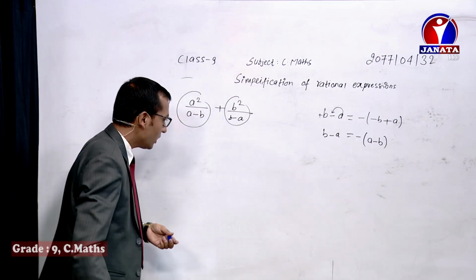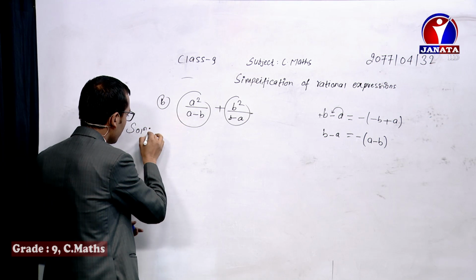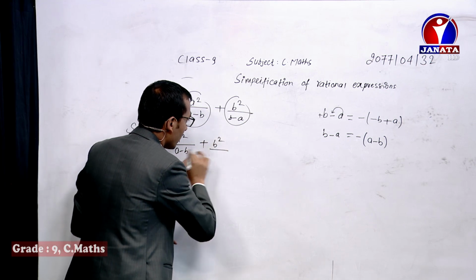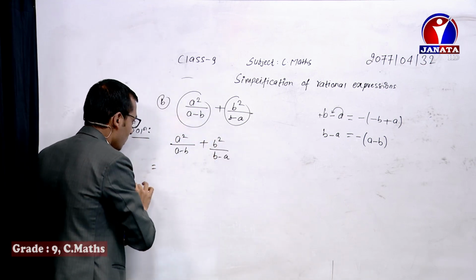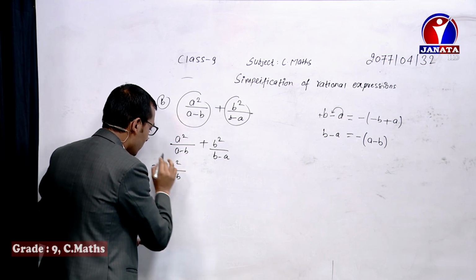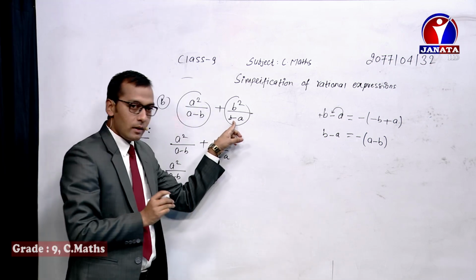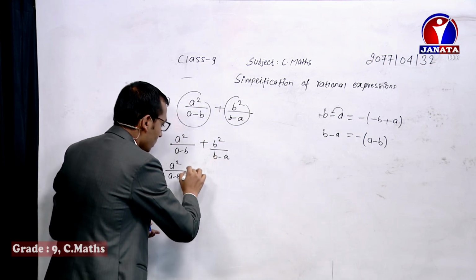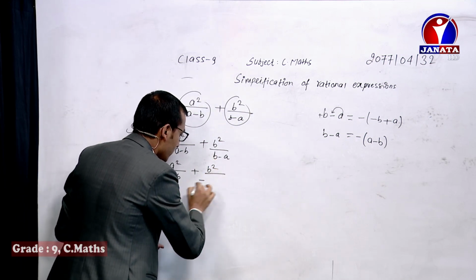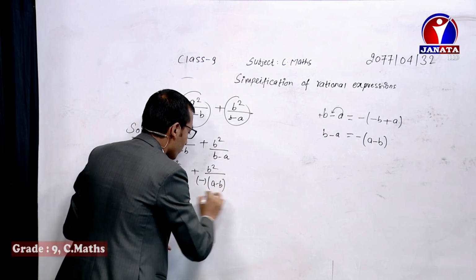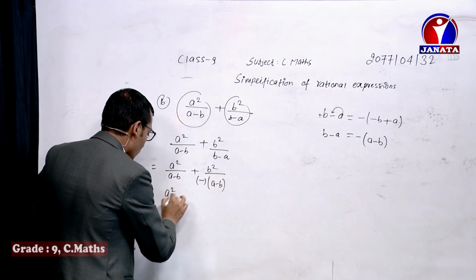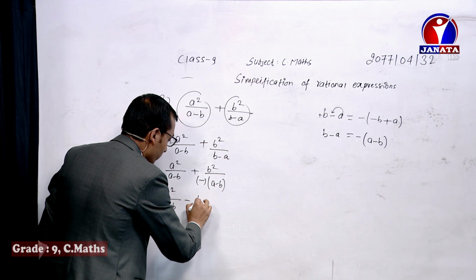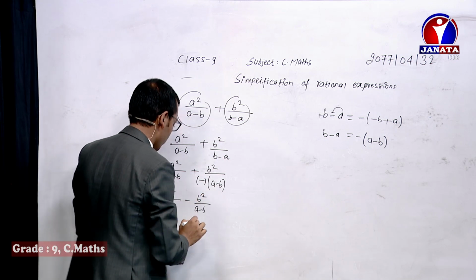So let's write the same thing here. a square over a minus b plus b square over b minus a. What is b minus a? So b minus a is negative sign times a minus b, so plus b square over negative sign times a minus b. So this is equal to a square over a minus b. What is plus minus? Minus b square over a minus b.